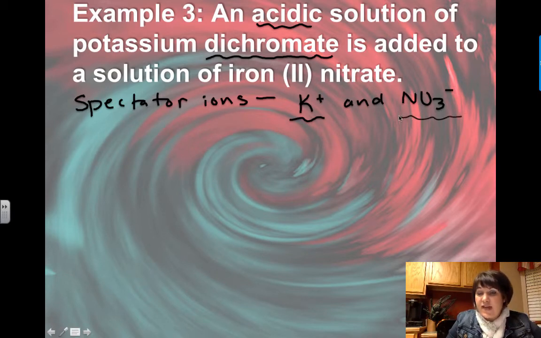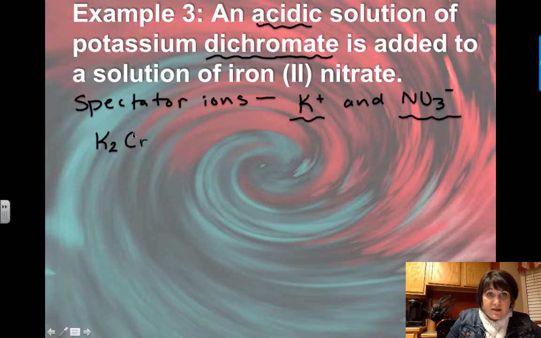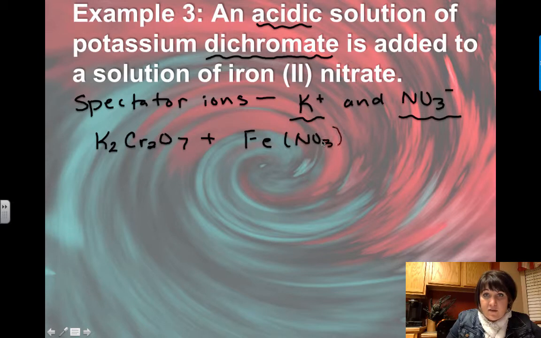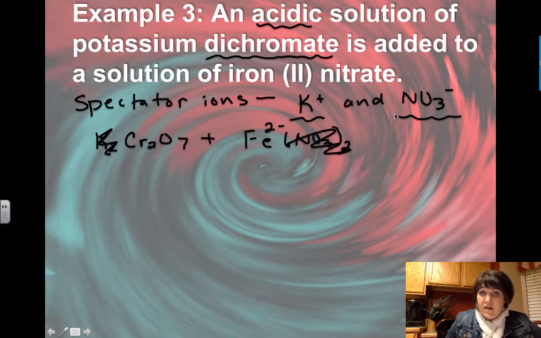The same is true for nitrate ions. Nitrate is always soluble. So it's hanging out there, but it's not going to do anything. So in our reaction where we have potassium dichromate reacting with iron 2 nitrate, we really have dichromate reacting with iron 2, because the potassium and the nitrate are just hanging about, not doing anything at all.